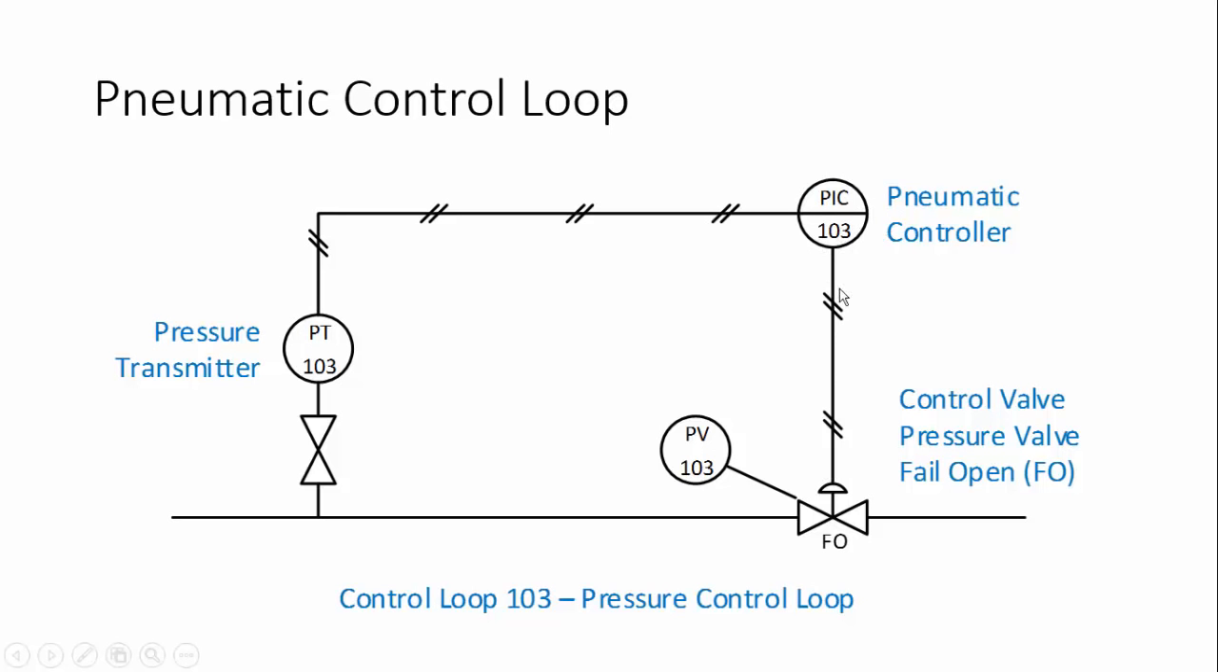There is another pneumatic line from this pressure controller to a generic valve, which is a generic pressure over current, or PI valve. So this is a pressure valve in loop 103. So this is an instrument loop. And this FO means that this valve is designed to be fail open. So if the control fails, if you lose air pressure, this valve will open in its failed state.